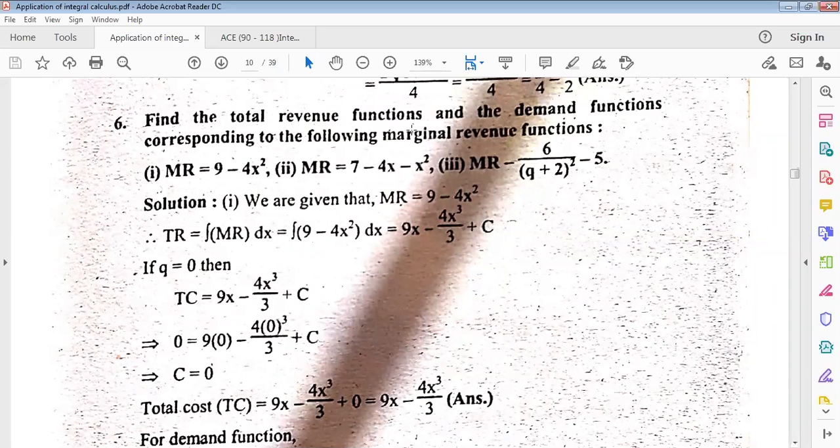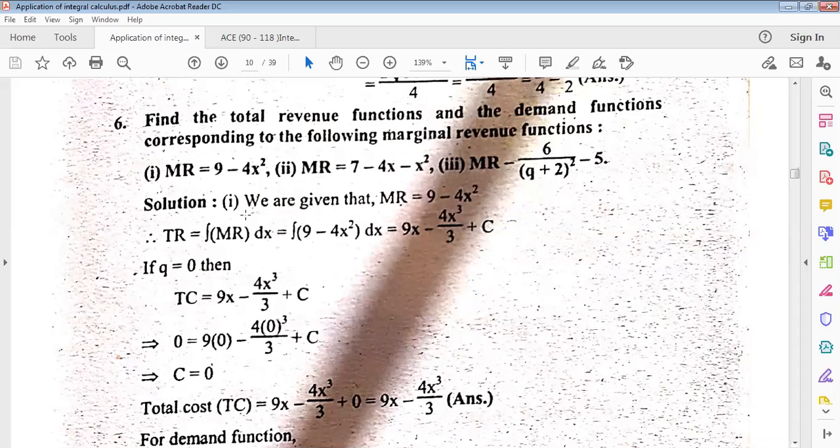Next, find the total revenue function and the demand functions corresponding to the following marginal revenue functions. The MR equals 9 minus 4x square, given. Secondly, MR equals this, and thirdly, MR equals this. For the first condition, MR equals 9 minus 4x square, given. MR means what? Marginal revenue.